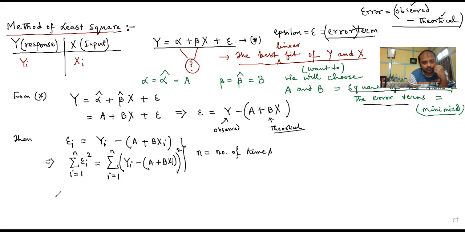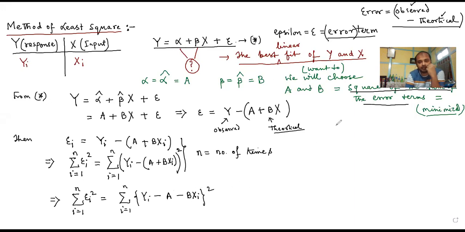Okay, let me simplify this equation a little bit. We can write it as summation i goes from 1 to n epsilon i square. This is equal to summation i goes from 1 to n yi minus a minus bxi whole square. Now remember one thing, that here, if we want to minimize this particular term, then I have to take the help of the extremization problem.